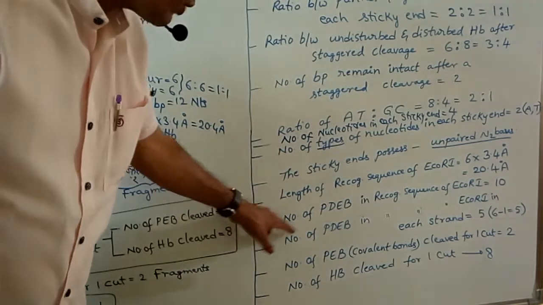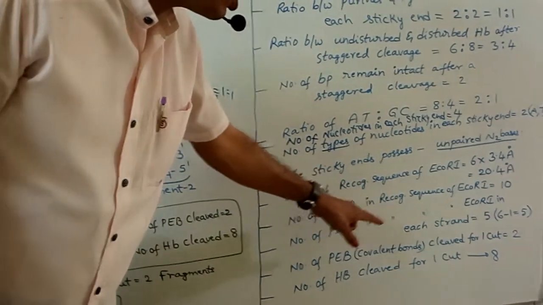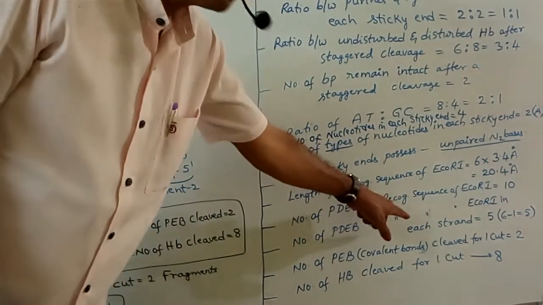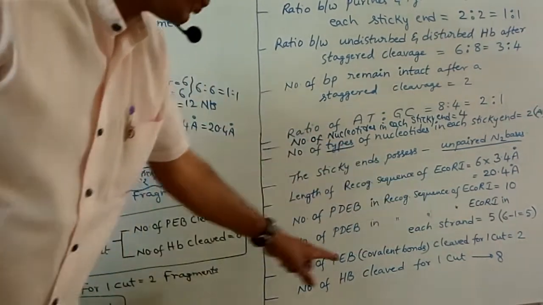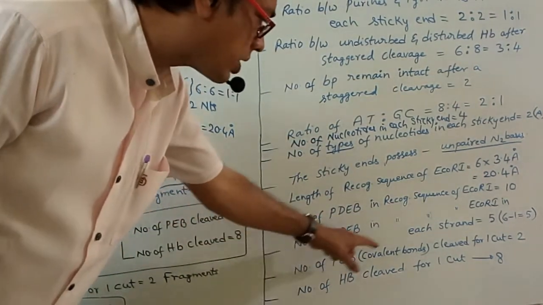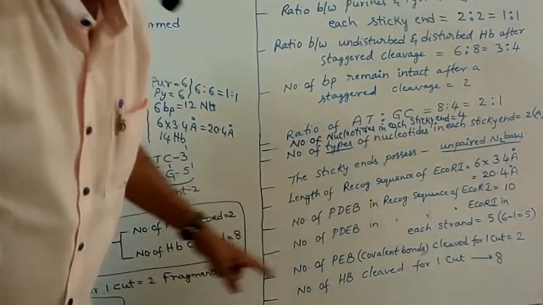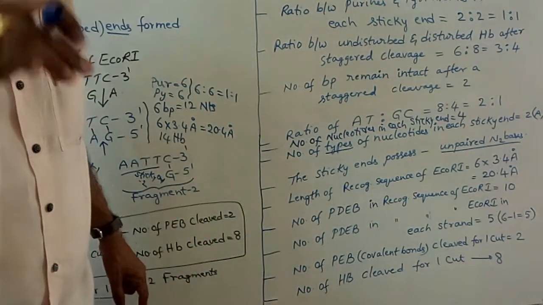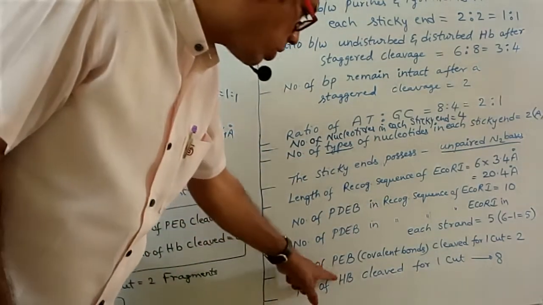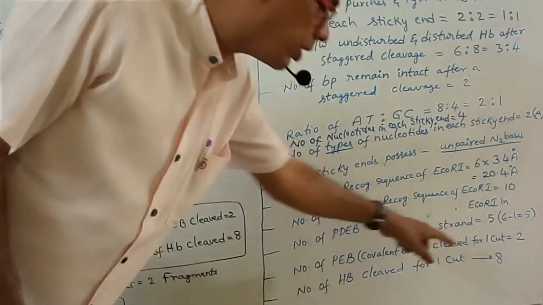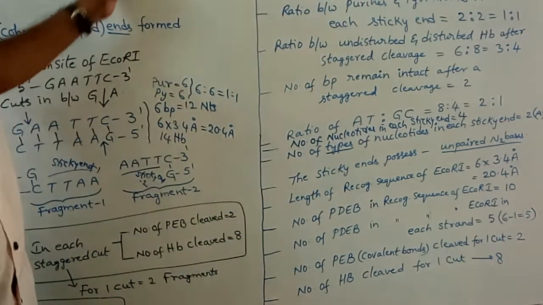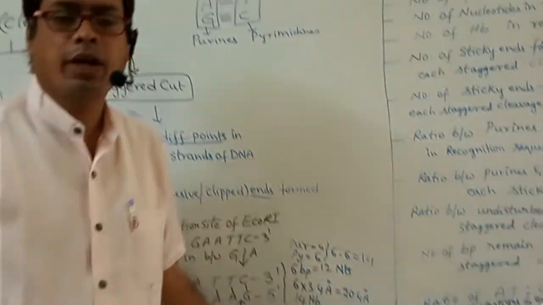Next, number of phosphodiester bonds in the recognition sequence of EcoRI in each strand means 5, 6 minus 1. Number of phosphodiester bonds cleaved is equal to 2. In each strand means 1. Number of hydrogen bonds cleaved for one cut is equal to 8. Okay? Please note down all these points, my dear students.